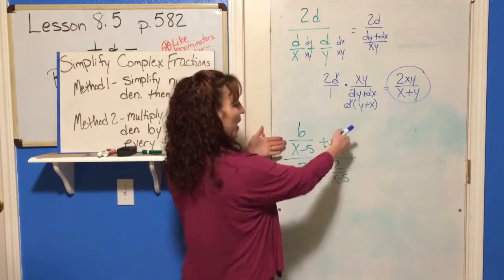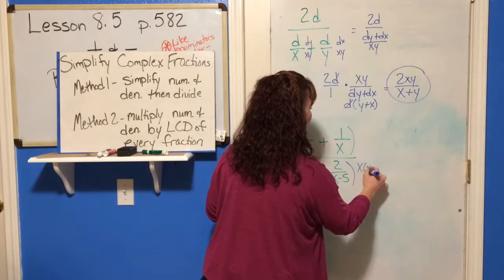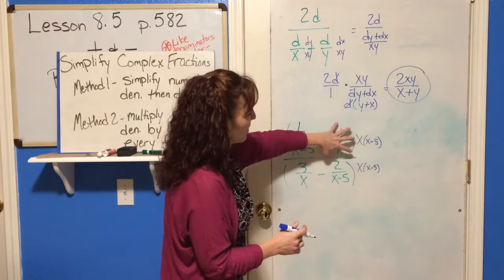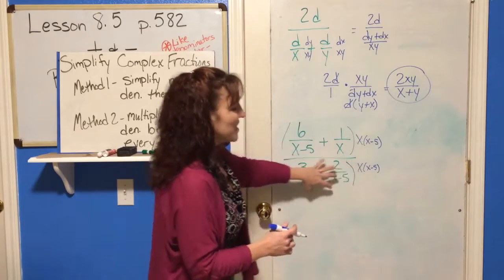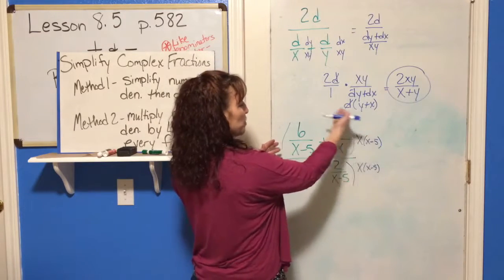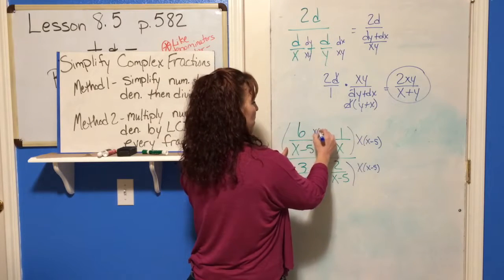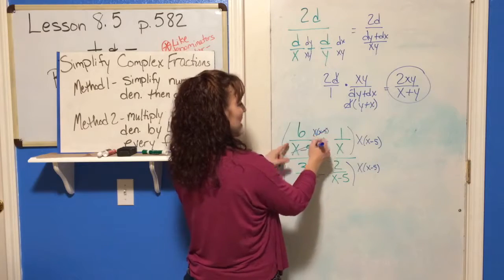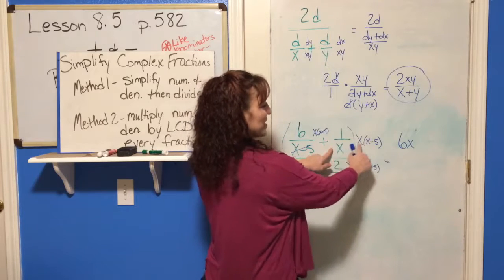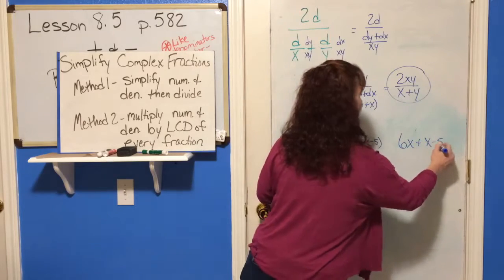So I'm going to multiply both the top and the bottom by x times x minus 5. Now what I'm doing is multiplying this numerator and this denominator, so I'm still just multiplying by 1, so I haven't changed the value. Now when I do that, I have to multiply each part. When I multiply this part by x minus 5, the x minus 5's cancel and I just have 6x. And if I multiply this side by all of this, the x's cancel and I just have x minus 5.